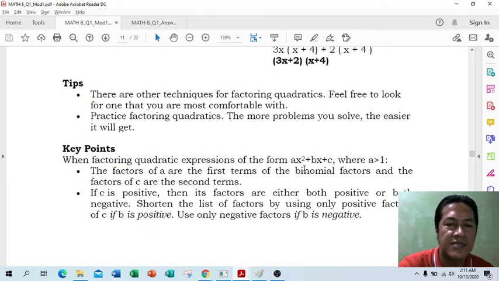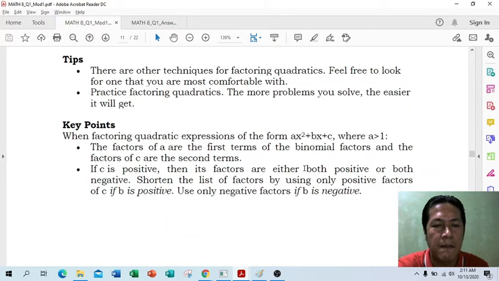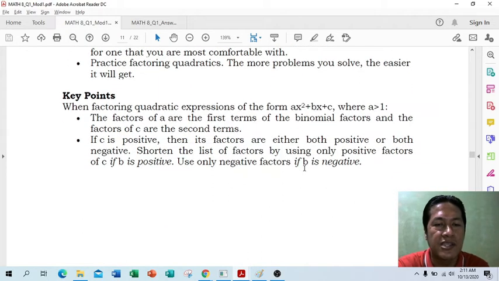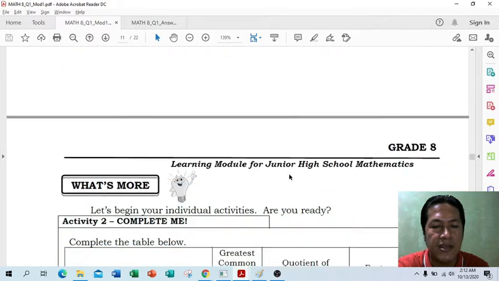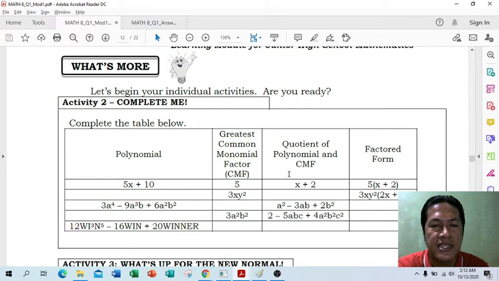Tip: there are other techniques for factoring quadratics. There are many. Feel free to look for one that you are most comfortable with. Practice factoring quadratics. The more problems you solve, the easier it will be. Key points: when factoring a quadratic expression of the form ax squared plus bx plus c, where a is greater than 1, the factors of a are the first terms of the binomial factors, and the factors of c are the second terms. If c is positive, then its factors are either both positive or both negative. Shorten the list of factors by using only positive factors of c if b is positive. Use only negative factors if b is negative.